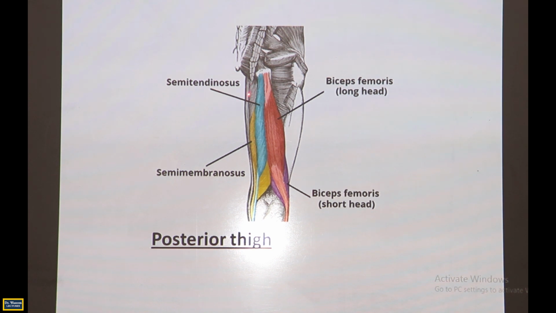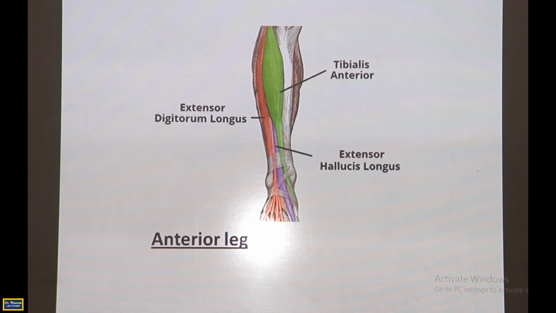Ischial, taking origin from the ischial tuberosity. When I say origin from the ischial tuberosity, it means you have already done the bone. You should have the knowledge about the ischium, and about its major landmark, that is the ischial tuberosity. So, this is the posterior thigh, and now you are coming under the leg.